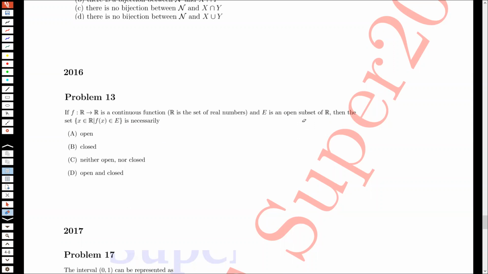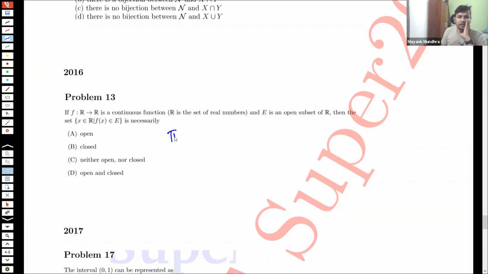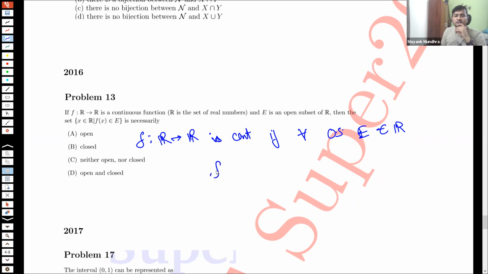Okay, so this is a property which I have not talked about. Maybe I should have talked about it. A function f defined from R to R is continuous if for all open sets E in R, f inverse of E is also an open set.